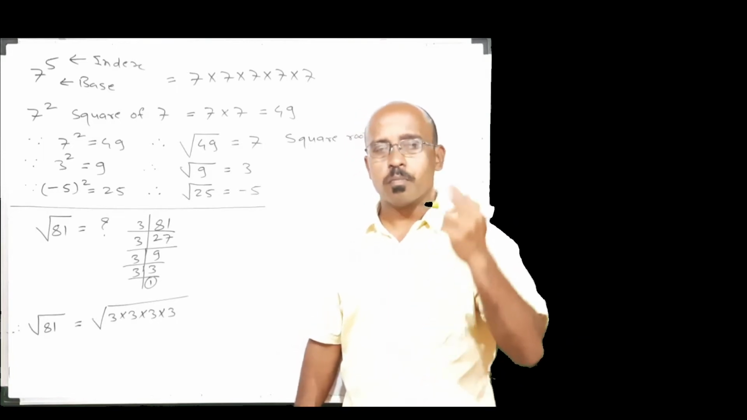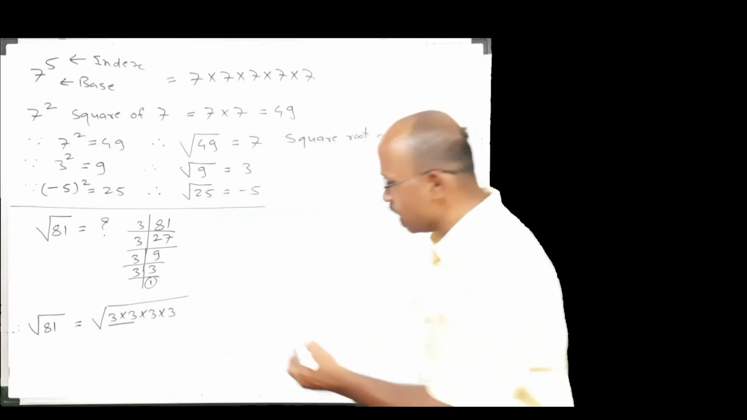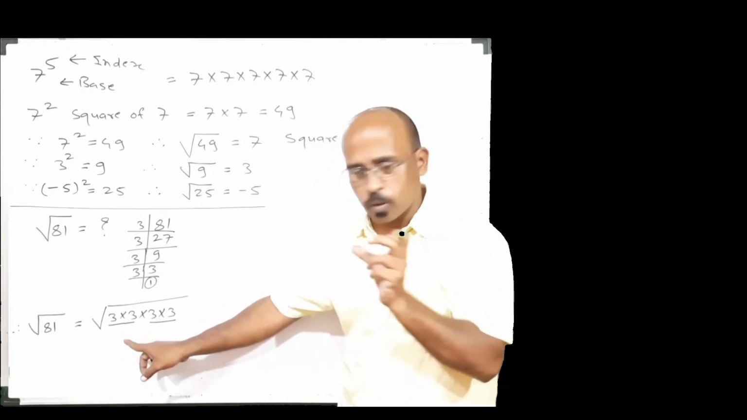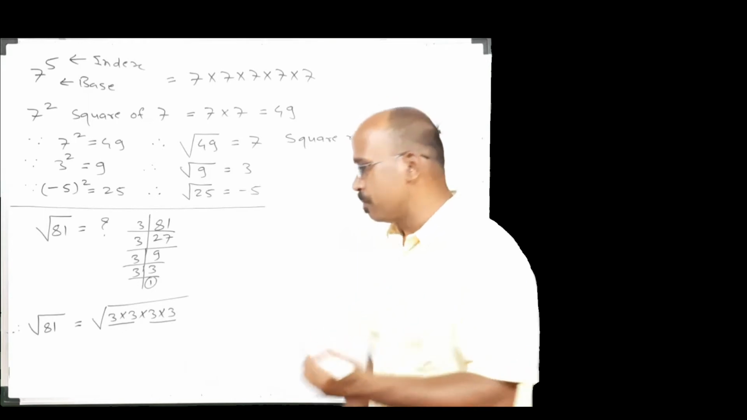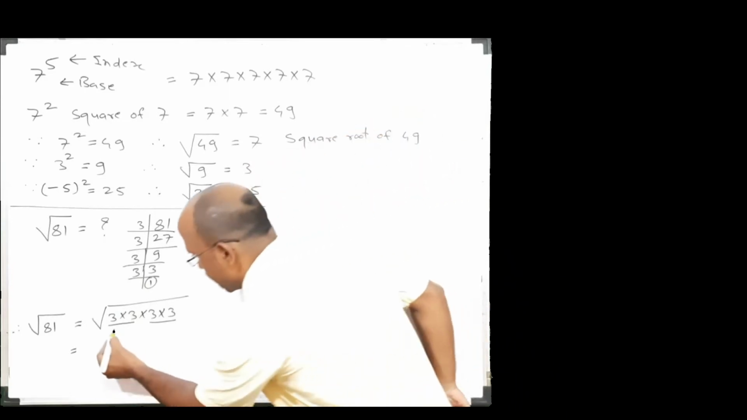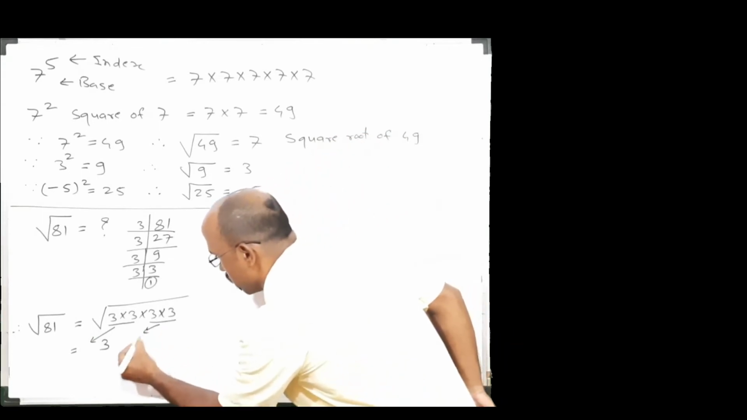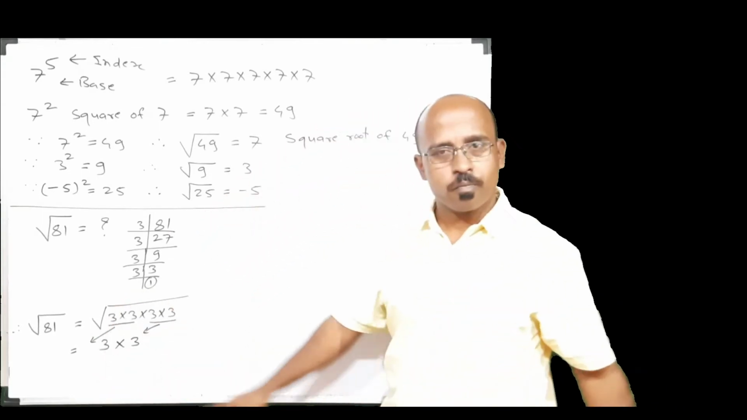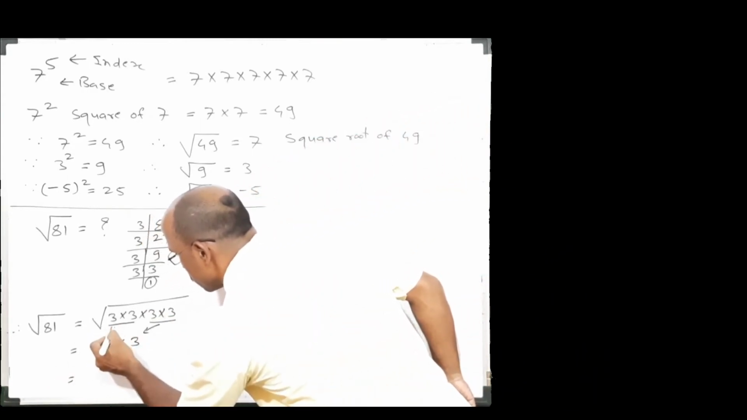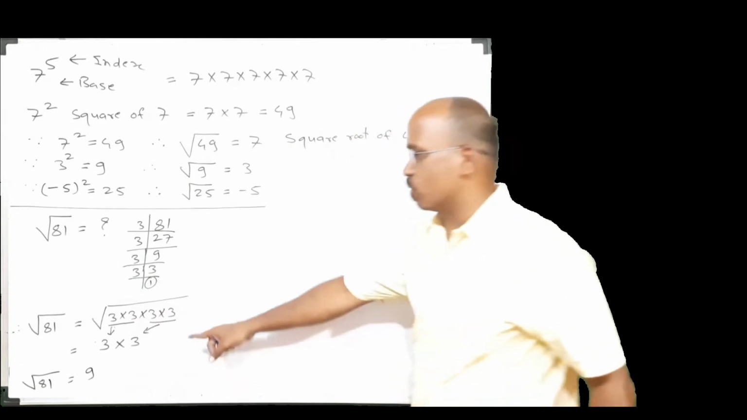Second step, make groups of two factors. This is a group of two factors, 3 and 3. This is another group of two factors. Clear? Done. Next step, for each group take one number out of the radicand sign. For this group I will take this 3 out, and for this group I will take this 3 out. So 3 multiplied by 3, and perform their multiplication. 3 3s are 9. So square root of 81 is equal to 9.